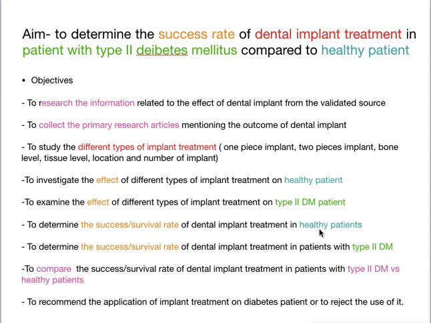Only in healthy patients, and at the same time in type 2 diabetes mellitus. And then you are going to compare those two sets of data, the two different types. And then at the end, you are going to recommend the application of implant treatment in diabetes patients, or you're going to suggest, oh, you should not do implants in diabetes patients. Whatever it is, you don't know yet. This is just what you are going to do.